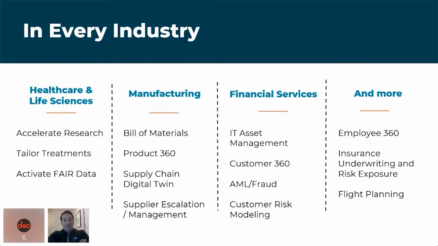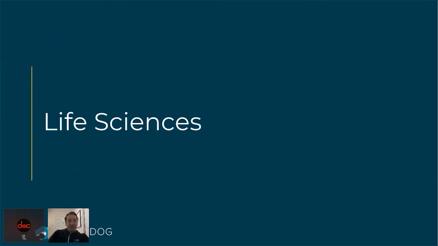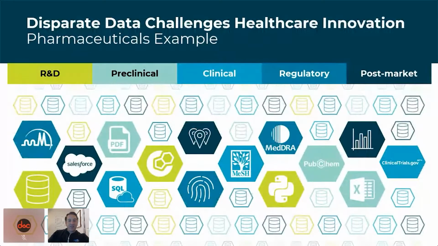And in reality, this applies to many different industries. Here are just a few different industry verticals and some of the use cases that knowledge graphs can be applied to solve. But today I'm going to dive a little bit deeper into a life sciences use case and talk about why our product is being brought into these organizations.